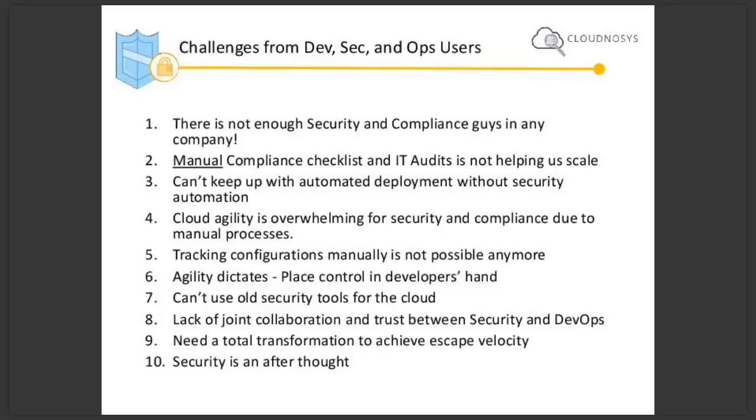Number 9, need a total transformation to achieve escape velocity. And these are fancy words. What it's saying is that we have great people, great talent, but we're just not delivering. And that's because we need to transform the way we do our business.